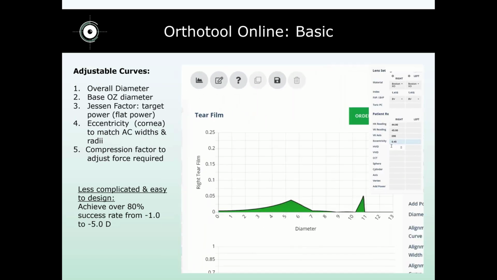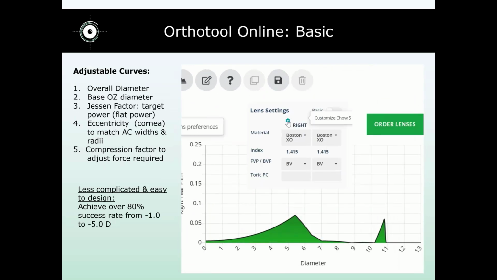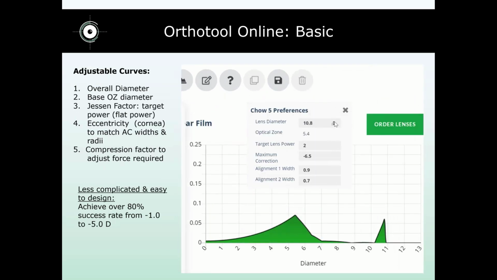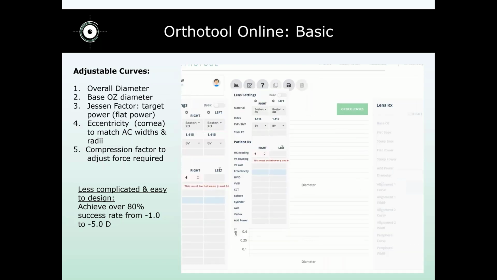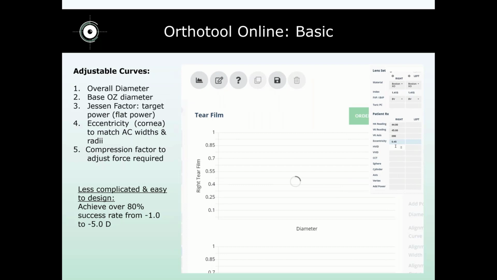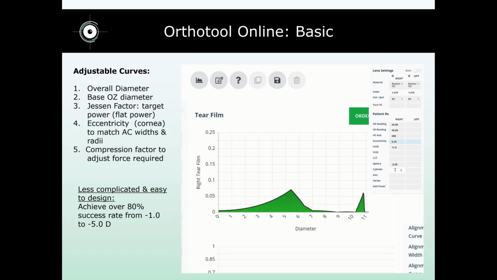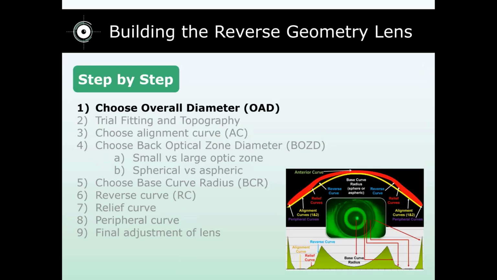I don't really like to design lenses in a black box, so minor changes make it easier. You can still change some curves, such as the overall diameter, base zone diameter, Jessen factor, the target power and flat power, eccentricity of the cornea to match AC width, and radii compression factor to adjust the force required. It's less complicated and easy to design. You can achieve good results.